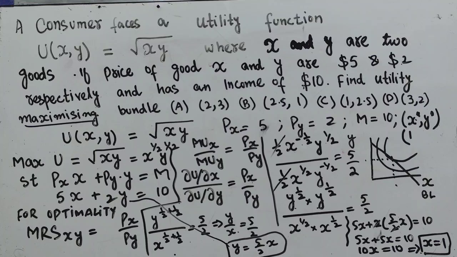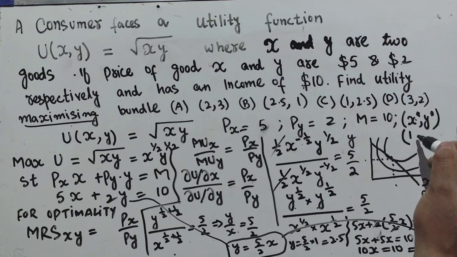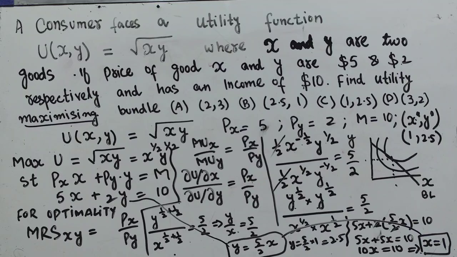And what about good y? Plug x is equal to 1 in this equation, which implies y will be equal to 5/2 times the value of x, which is 1, so we get 5/2, which is 2.5. So the consumer will consume 2.5 units of good y to maximize his satisfaction.